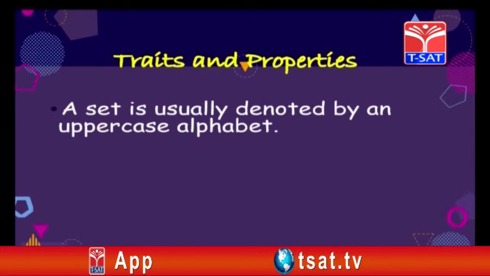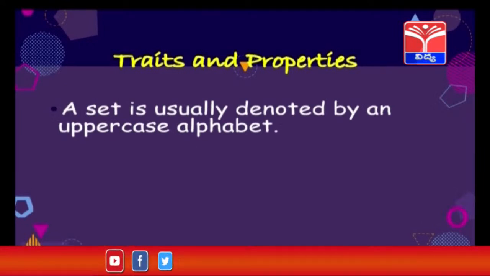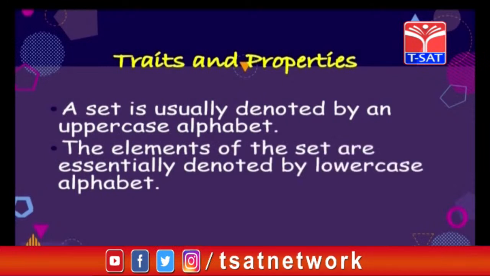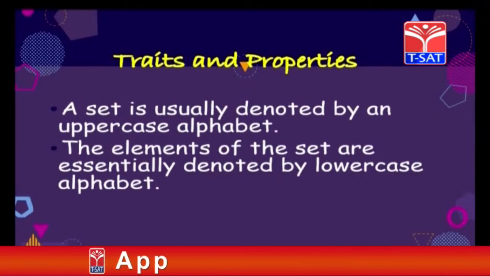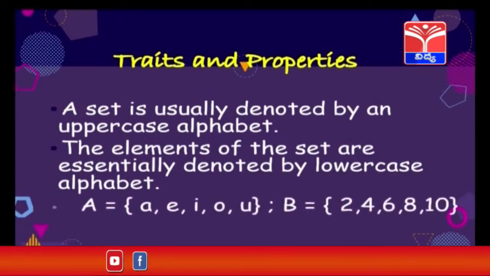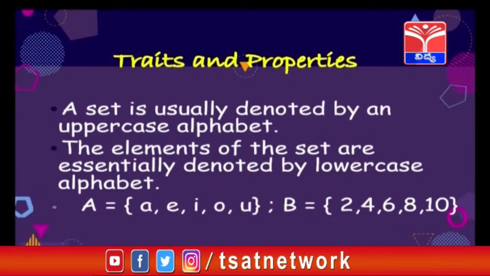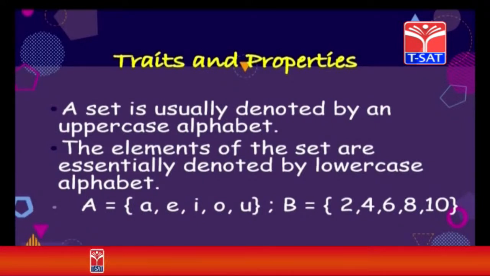A set is usually denoted by an uppercase alphabet. The elements of the set are essentially denoted by lowercase alphabets. That means, if a set consists of English alphabet, they are essentially written as lowercase letters. Let us take an example of a set A consisting of the vowels a, e, i, o, u. If you have observed, I have denoted the set A with an uppercase letter, that is a capital A, and the elements of the set A are the lowercase letters.